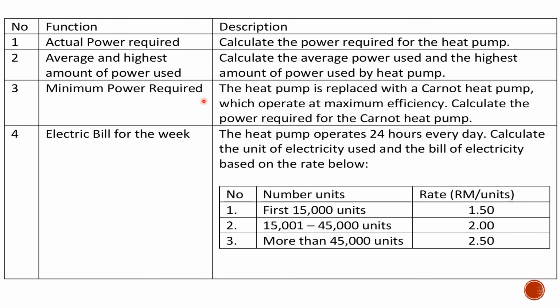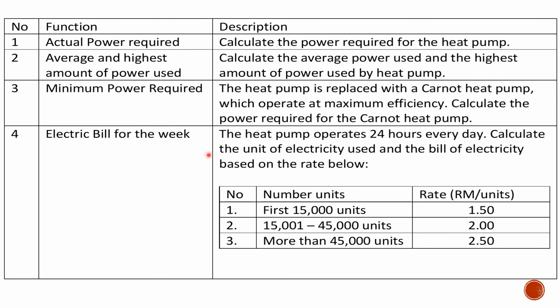This is when the heat pump is replaced with a Carnot heat pump, which operates at maximum efficiency. Hence, calculate the power required for the Carnot heat pump. The fourth function is to calculate the electric bill for the week. The heat pump is assumed to operate 24 hours every day.